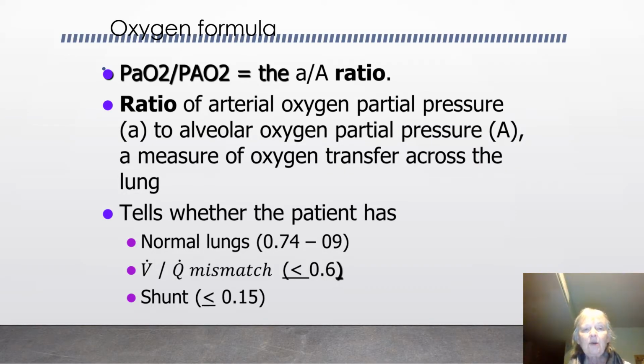And for another oxygen formula, here's your A to A ratio. And as you can see, it's the ratio of arterial oxygen partial pressure to the alveolar oxygen partial pressure that's available. And it basically tells us a little bit about what's going on with your lungs. And you can see like 0.474 to 0.9 is normal. VQ mismatch, anything less than or equal to 0.6. And then a shunt is anything less than or equal to 0.15. We don't normally report these as percentages. We just leave them as they are.